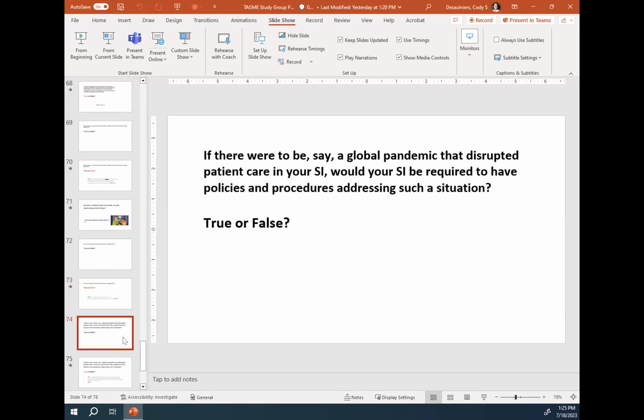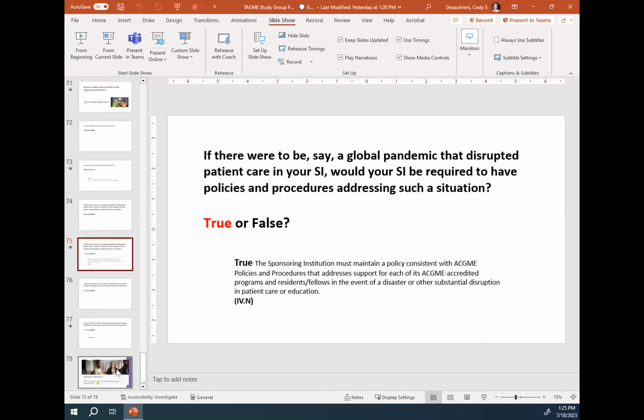Okay, if there were to be, say, a global pandemic that disrupted patient care in your sponsoring institution, would your SI be required to have policies and procedures addressing such a situation? Yes. True. We all lived through this, so yes.